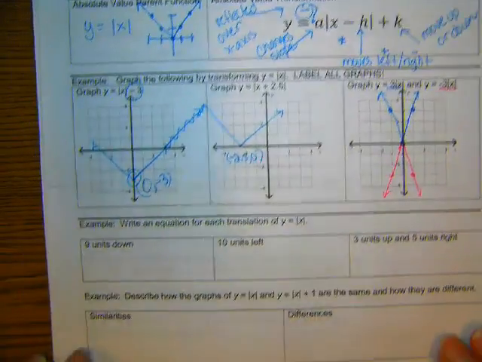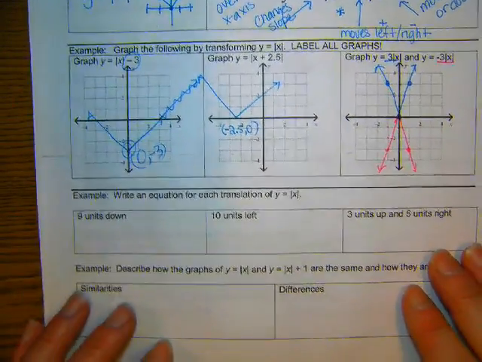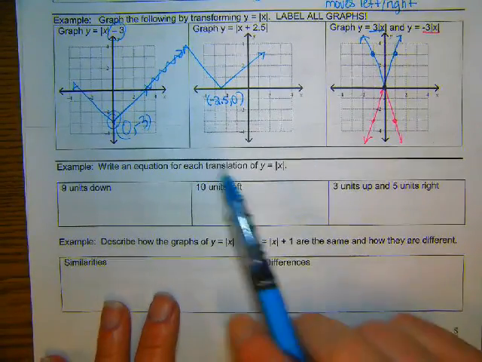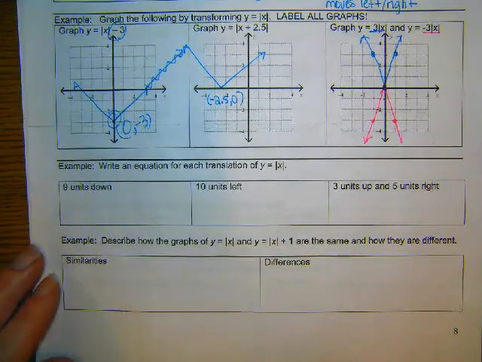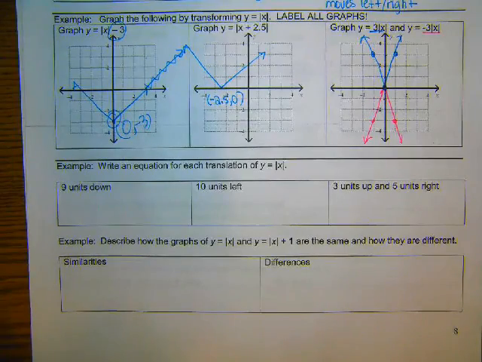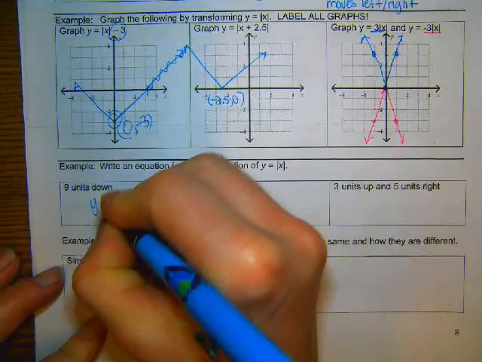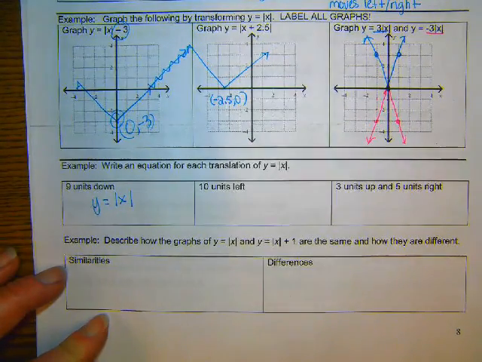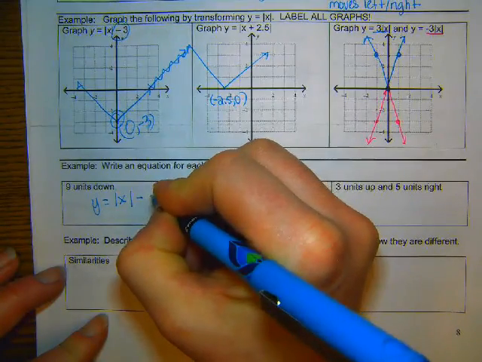How about if I tell you what it does, let's write equations, okay? If I wanted to take the absolute value of x and move it 9 units down, can somebody tell me what the equation would look like then? And I close it, right? And then -9.